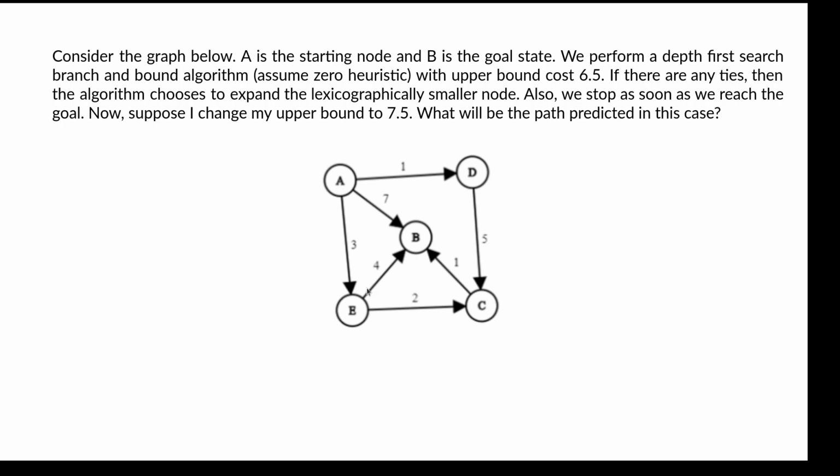One extension with that: it is saying okay, not an upper bound of 6.5, but an upper bound of 7.5. What will we do? What will be the solution? If the upper bound is 7.5, then you see you have the option of D, the option of B, the option of E, all those. So if you are reaching the goal in one go and the branch bound is 7.5, no problem here. You can directly reach the goal because the bound is 7.5 and the cost is 7. So the answer would be AB.